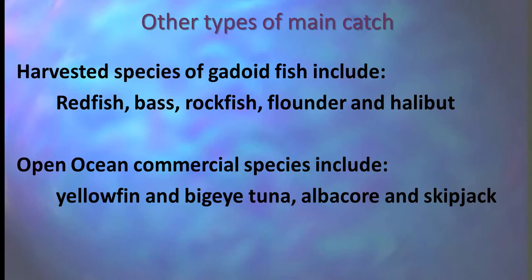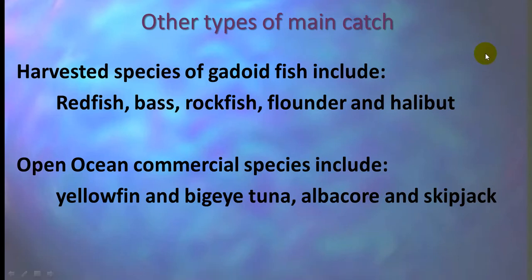Other types of main catch would be redfish. That's plentiful on the coast of Texas here. We can find that really easily around our areas in the seafood stores and things like this. Bass, rockfish, flounder, and halibut. You've probably heard of all of those. You've probably tasted all of those. And then we have our open ocean fish, which would be the big ones, the yellowfin and bigeye tuna. Those are the big tunas out there. Albacore is also a kind of tuna. And so these are massively large fish.